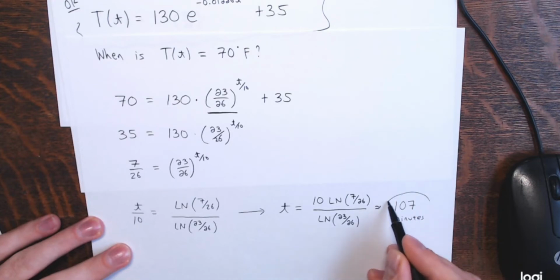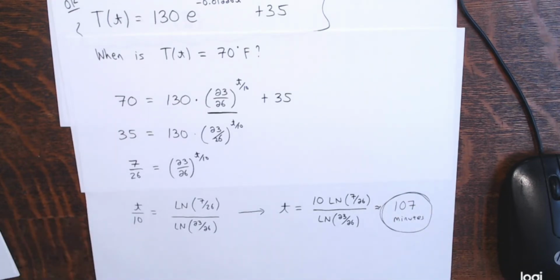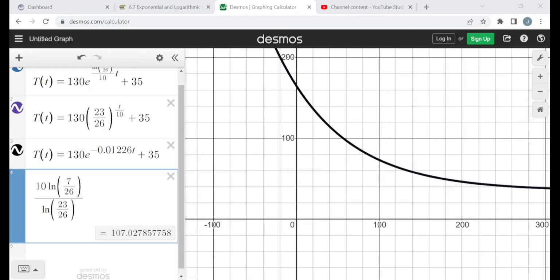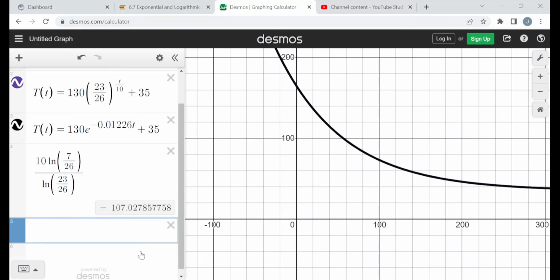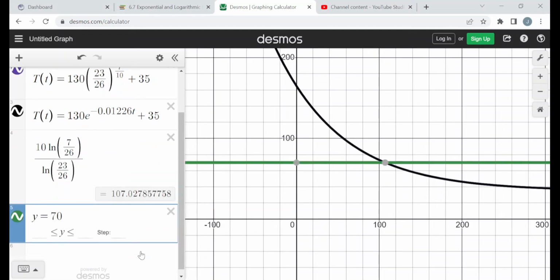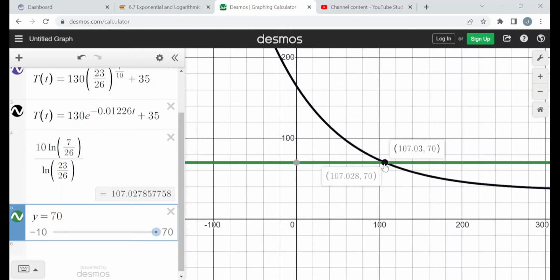So that's about how long you'd have to wait: an hour, 47 minutes, under 2 hours, to then take the cheesecake out of the fridge and eat it, for it to be cool enough. They could have also seen this with the graph. If I just put in y equals 70 and see where it meets my graph of the cooling curve, it meets here at 107.03. So it would take a little over 107 minutes to cool to 70 degrees. You can do that as well. Wonderful.